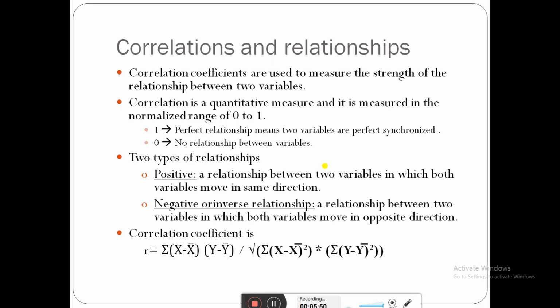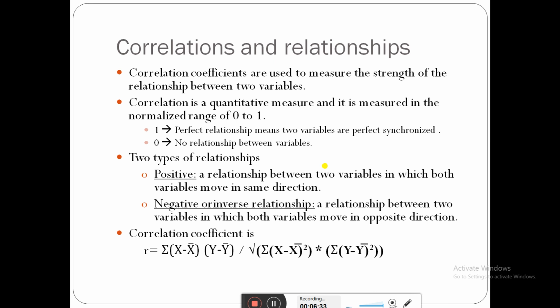Whatever the relationship, all the measuring values will fit between 0 and 1. All the values are normalized and fit between 0 and 1. Here 1 tells that there is a perfect relationship between the two variables. 0 tells that there is no relationship between the variables. If the values are between 0 and 1, then it tells that some relationship is there between the two variables.